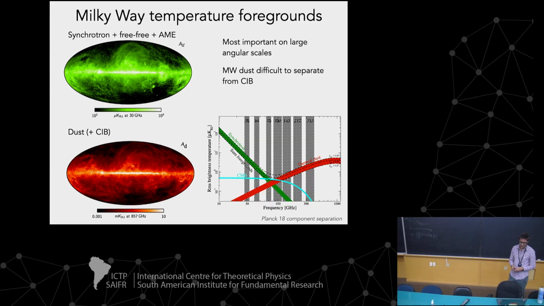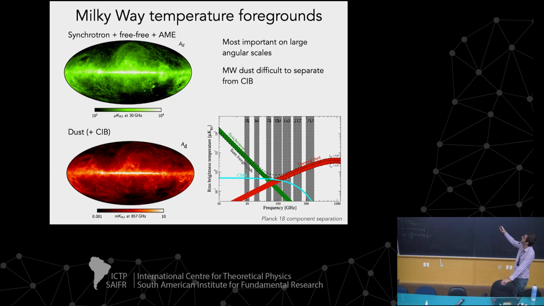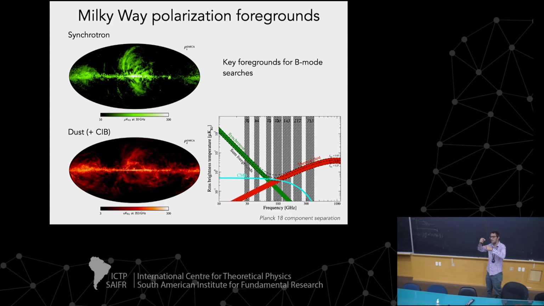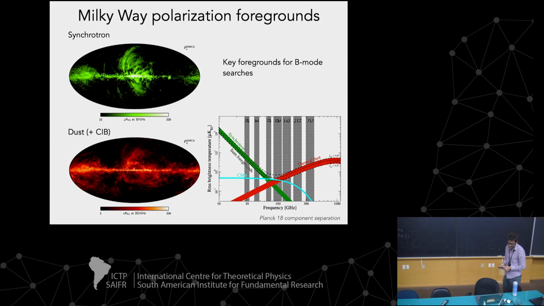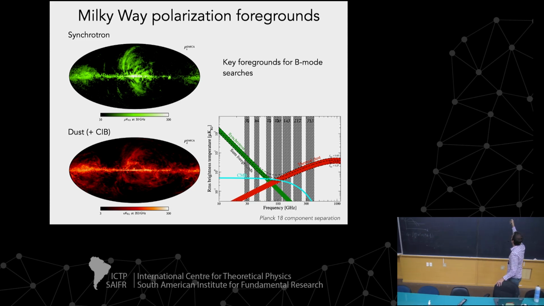Cool, so these are the foregrounds in temperature. We have some idea of the foregrounds in polarization. And like before, when you go to polarization, a number of these drop out and synchrotron remains. Again, this is electrons orbiting around magnetic field lines, which gives them a certain direction of motion and therefore they emit with polarization. So I won't say too much about these polarized foregrounds from the Milky Way, other than they are a key limiting challenge for searches of B modes. And they can easily be confused with the primordial B mode signal.